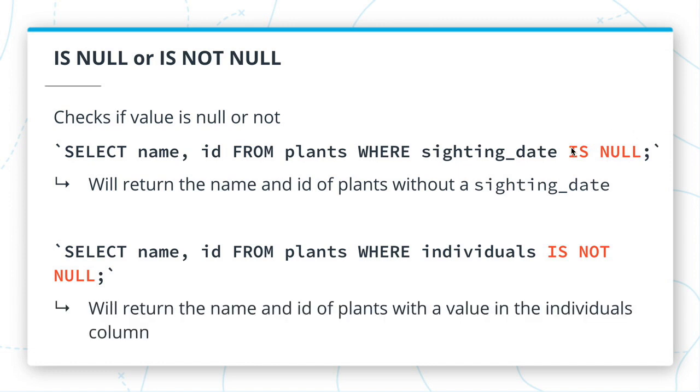It's important to note that is null and is not null are often used in conjunction with another filter word. So here we're using the where to find a specific column to run the is null or is not null on. There are many more filter words out there for SQL. These are just a few to get you started. As you get more comfortable with them, you can use multiple filters at once to make even more powerful queries.